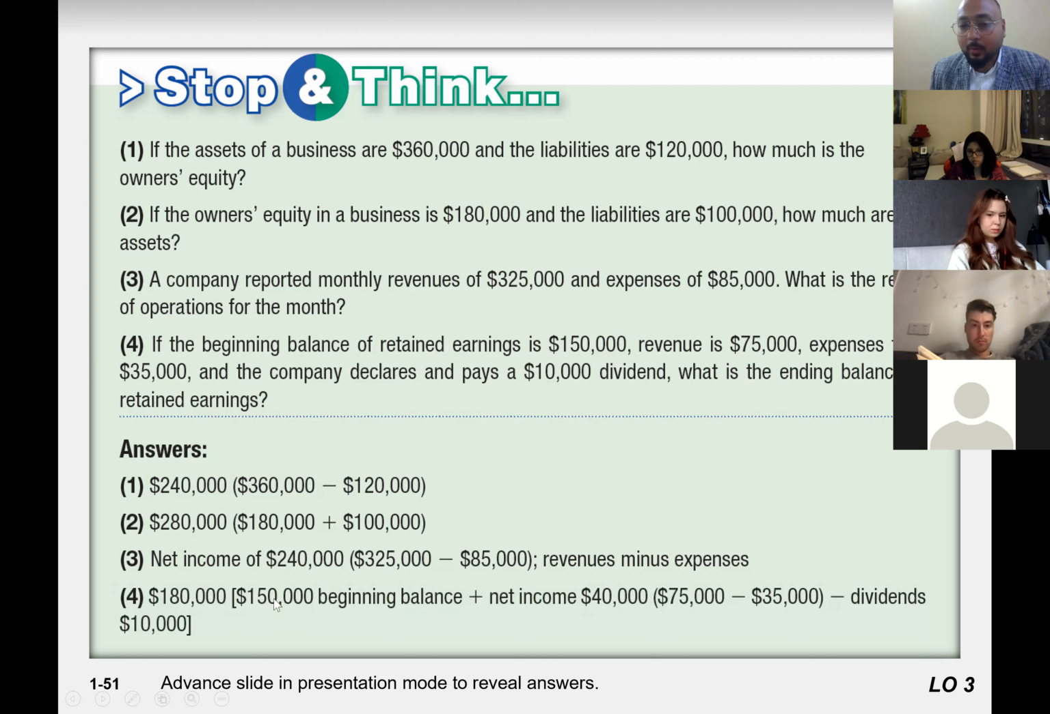180,000. Beginning is 150,000. Net income we calculate as revenue minus expenses, which is 40,000. Among this 40,000, how much did we already distribute to the owners? Only 10,000. How much did we not distribute? 30,000, added to the beginning balance of 150,000, which gives 180,000. So, clear? Well done, guys.